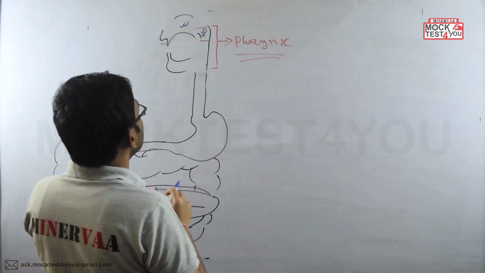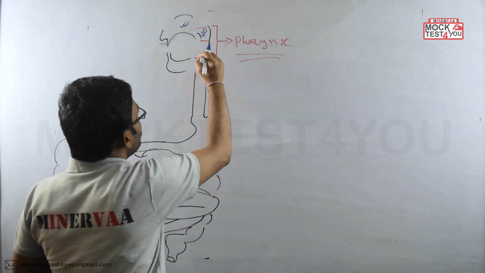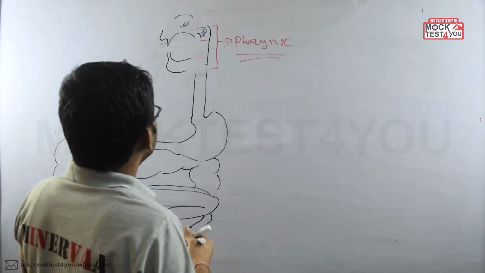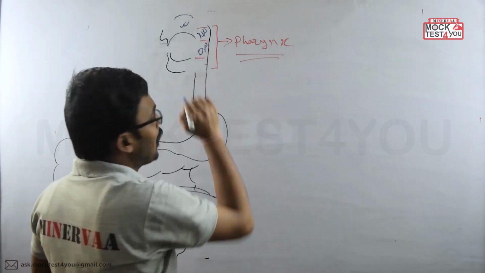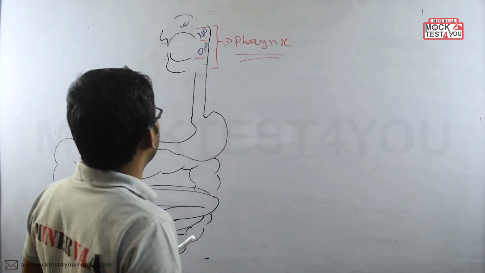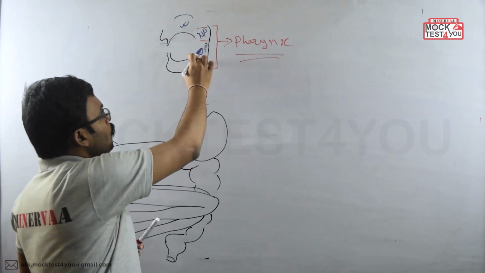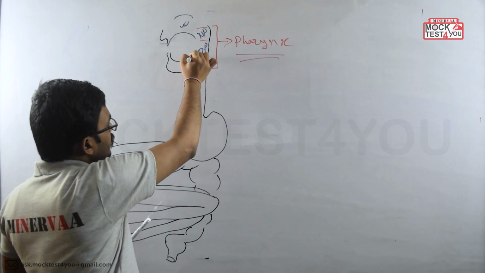The next region is present just behind the oral cavity, and that is called the oropharynx. And just below the oropharynx, we get a region where the tongue is attached. See, here in this region, the tongue is attached.